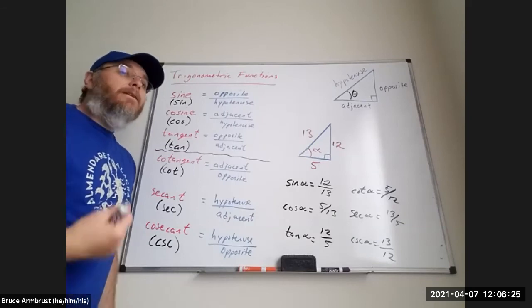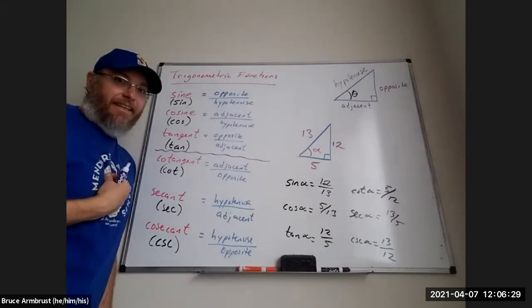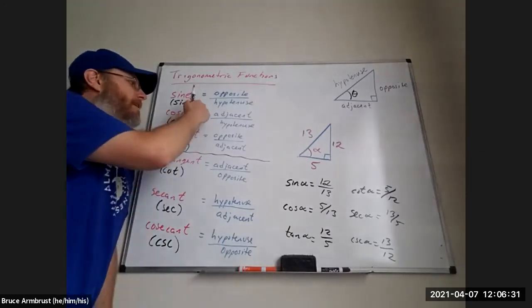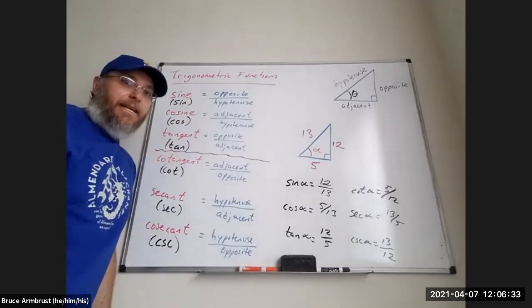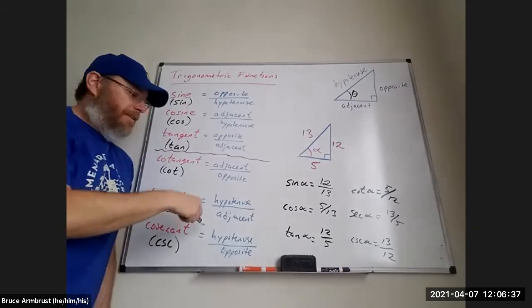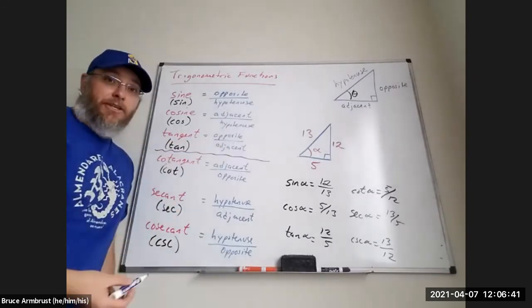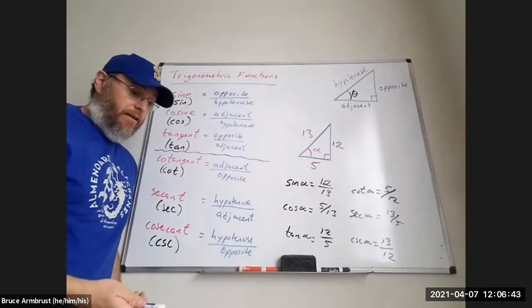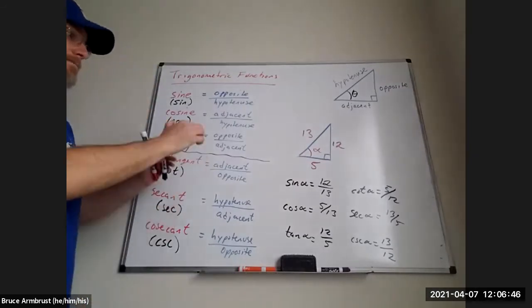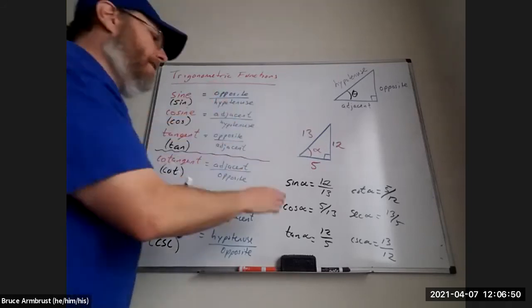All right, so a Bruceism. I say this, I don't know if other people do. I call sine, cosine, and tangent the big 3. Because if you know the big 3, you know the other 3. And the big 3 are the ones that we tend to use a lot. So let me actually take what we have just been talking about here and write it down, kind of formalize it.